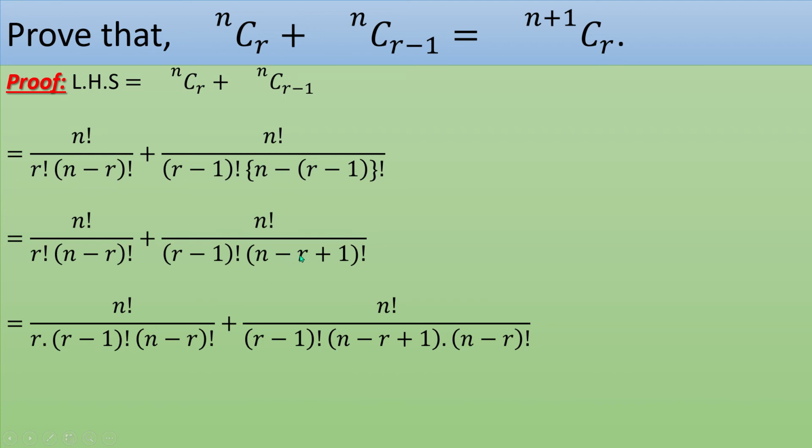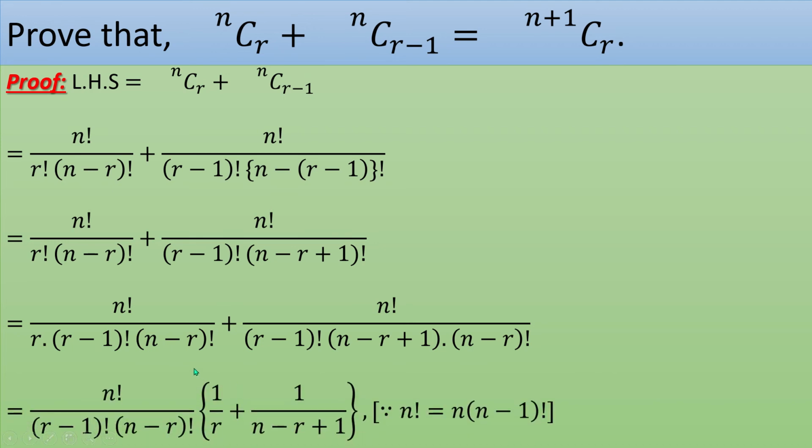As here is given n minus r plus 1 factorial, but here is given n minus r factorial, so n minus r plus 1 factorial we can write as n minus r plus 1 into n minus r factorial. That means we have to match this with this. That means this and this are same. As a result, we can take common n factorial divided by r minus 1 factorial into n minus r factorial. After taking common, here will be 1 by r plus 1 divided by n minus r plus 1.